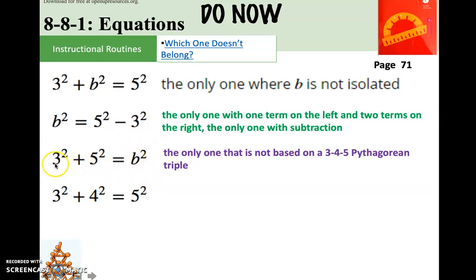You could have come up with all kinds of reasons. You could have said that this is the only one where 3 and 5 are on the same side. Okay, this is -3. This is +3. You could have said this one is the only one with -3 right here. Okay. This one here is the only one with all numbers. It doesn't have any variables. So you could have come up with multiple reasons. We just want to try to see if we can identify things in our number sentence.